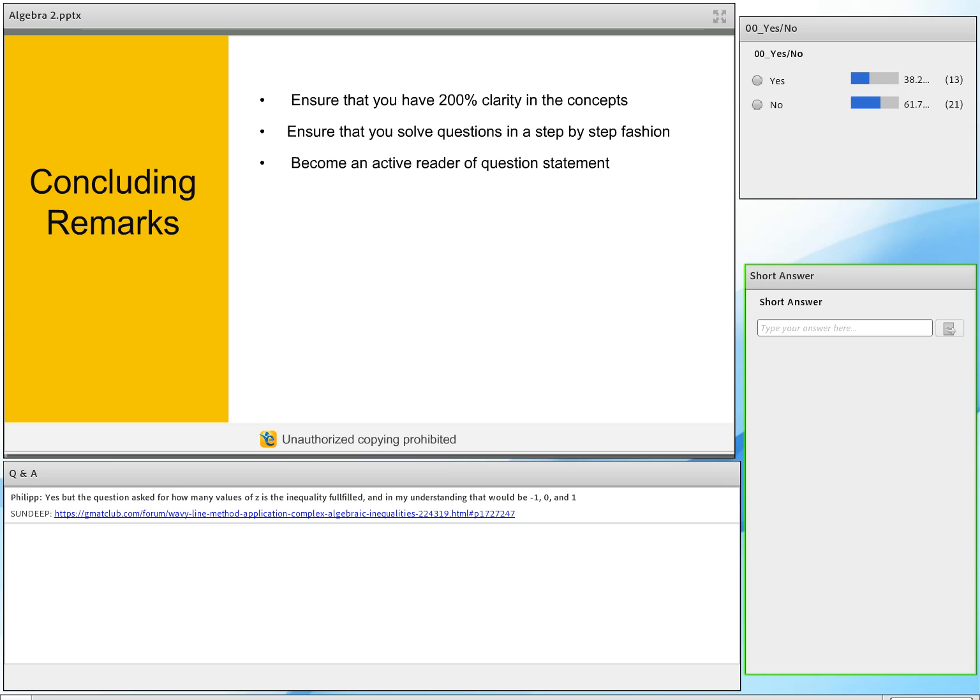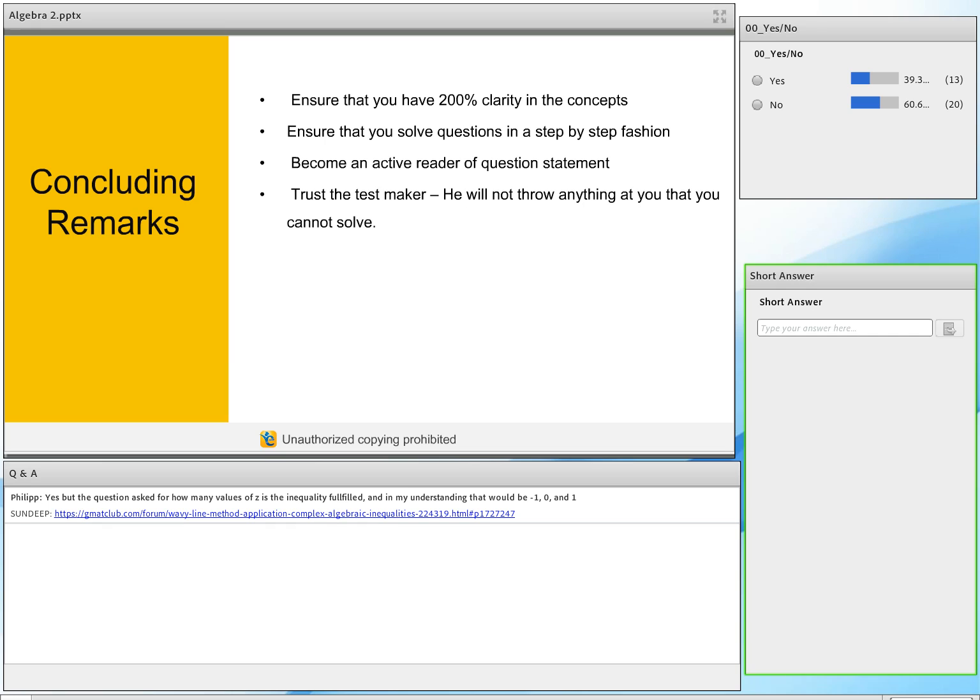Don't miss out on that integral constraint that's there, or a non-negative integral constraint, or if there is a mod given to you, or if the value of z square is being asked, but you end up calculating z. No, don't do that. Be an active reader of question statement. Make a note of what it is that you are asked to find. Trust the test maker. This is something which is very important.